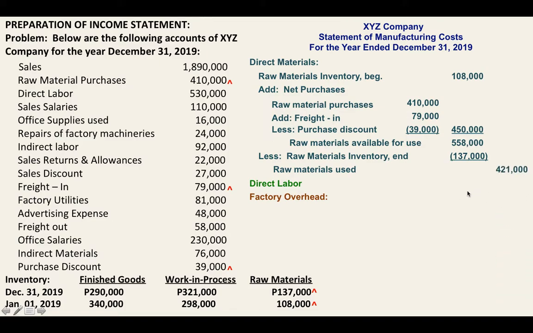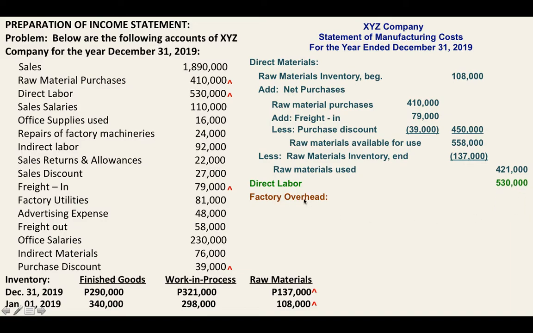Okay, by the way, class, again, I would like to emphasize that it's up to you whether you want to enclose it in parentheses since it is already a deduction. You can do that, or not enclose it. But in this situation, like getting the net purchases, it is important that you enclose it in parentheses so that your mathematical calculation will be correct. Okay. So here now the direct labor. So let us take a look. Oh, here this is the direct labor of 530,000. A straightforward thing. And our factory overhead.